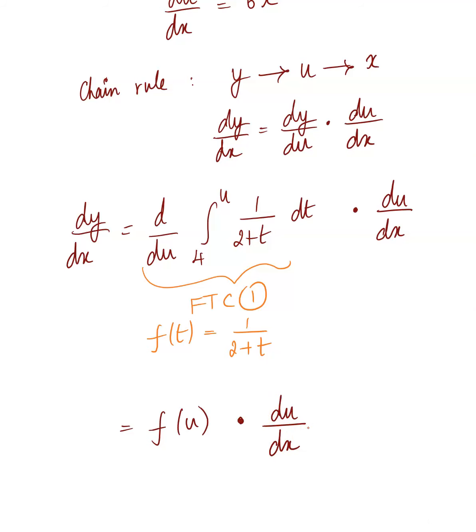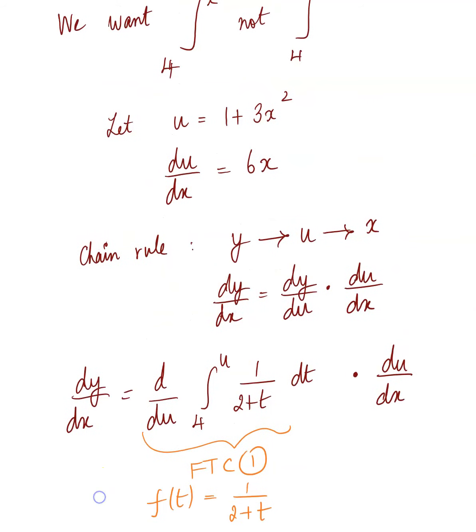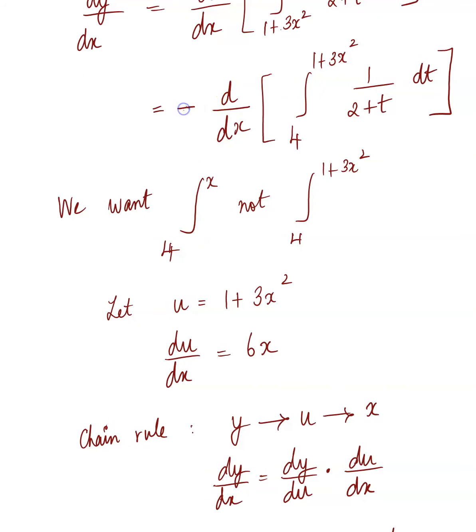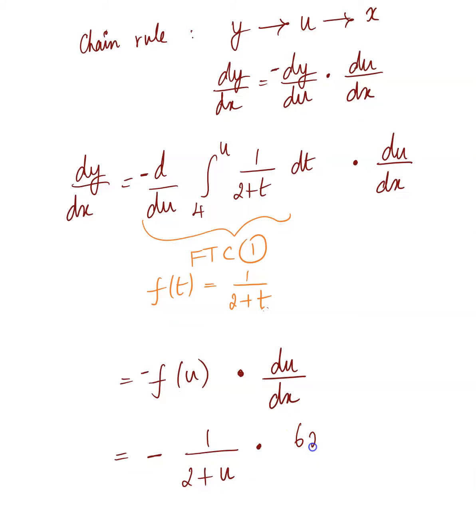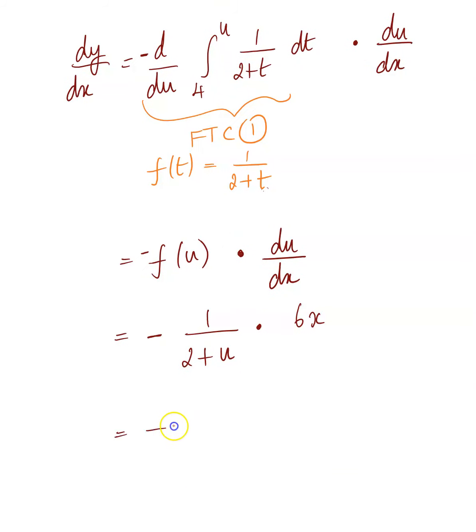Now, in all this action, there's one thing I forgot to insert, which was the minus. Remember, there was this minus in this whole action. So I'm just going to bring that back here. In our case, we have that minus to tag along. Okay, minus, that's better. 1 over 2 plus u. It's 1 over 2 plus t; in the place of t, I plug in u. And du over dx, we found that to be 6x. Now replace all your u's with the original x. So 2 plus u is 1 plus 3x squared, times 6x.